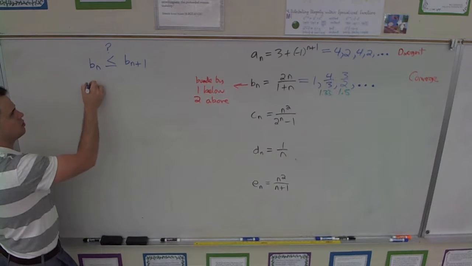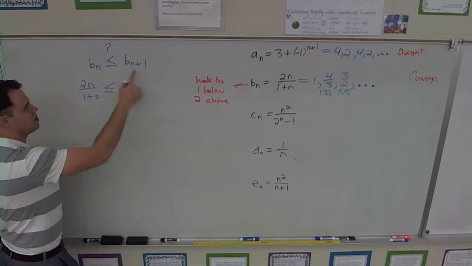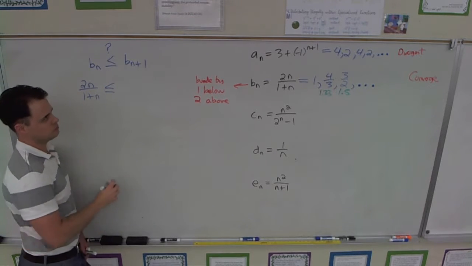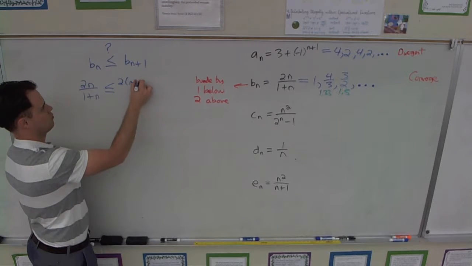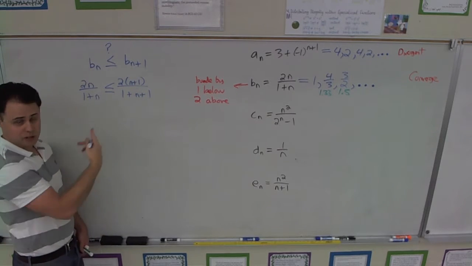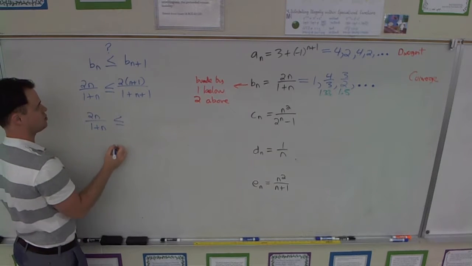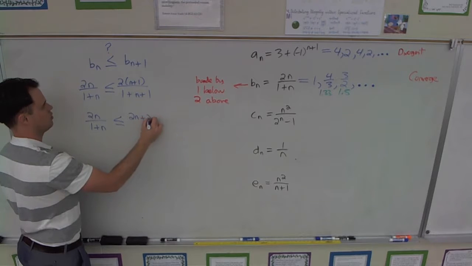So b sub n we know is 2n over 1 plus n. How do I do b sub n plus 1? 2 times quantity n plus 1 over 1 plus, or 2 plus n. Yeah, right, just like that. This is a very familiar argument we're going to be using lots of ways, so might as well get used to it now.